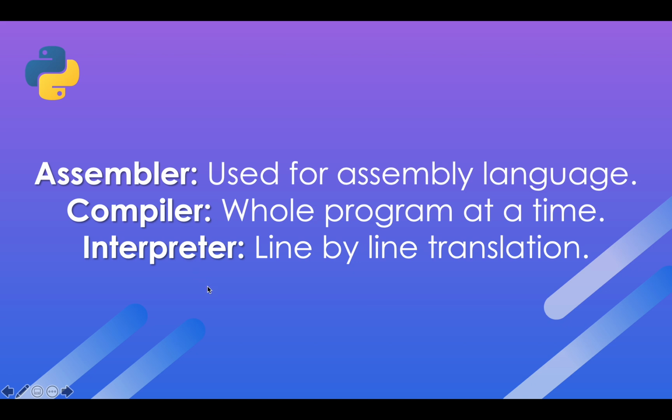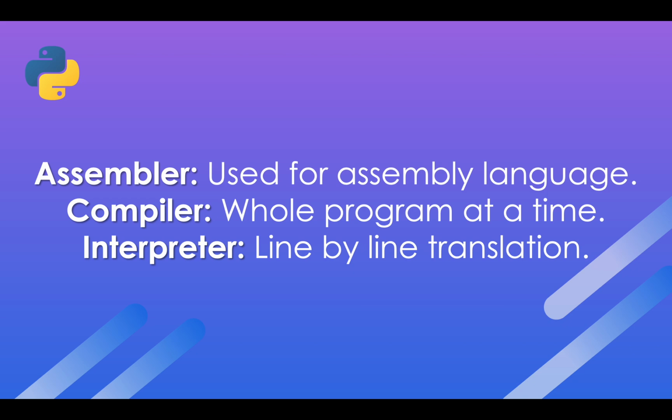At first there is the assembler. The assembler was used in the past for assembly language, and the compiler is the translator that takes the whole of the code or the whole program that you have written and converts it directly into machine code before executing. And the interpreter takes one line of your source code, converts it into machine code or simply binary code that the computer can understand, executes it, and takes another line. Here are some keywords that I have written: for the compiler, whole program at a time, and for the interpreter, line by line translation and after that execution.